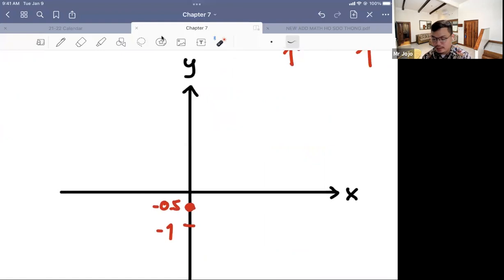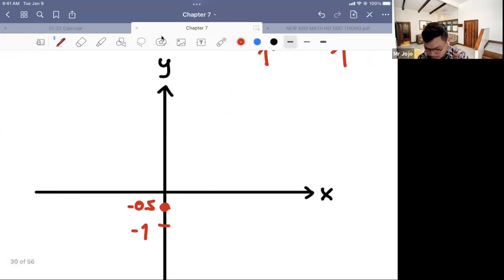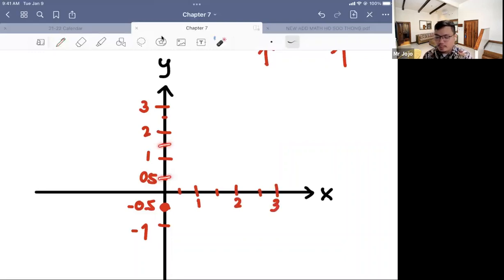Now before I do that, let me just add more units. So this is 0.5, this is 1, 1.5, this is 2, this is 2.5, this is 3. And then let's have 1 here, and then 2, and then 3. The reason why I'm putting 0.5s is because your starting point is a 0.5. So maybe you'll end up with a 0.5 when you locate your second point.